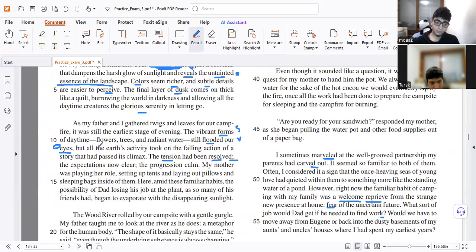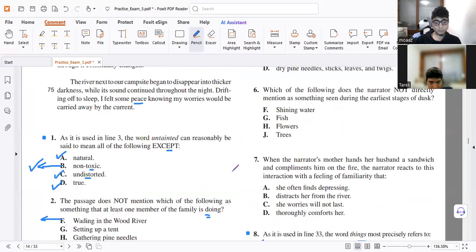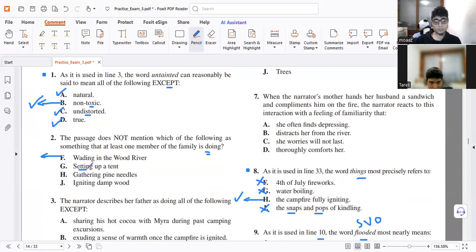Look at 13 here. When we were to answer the question, we know that they were doing firing. Look, the tension had been resolved. The expectation now clear. The progression come. My mother was playing the role, setting up tents, laying out pillows, sleeping bags inside. Here, amid these familiar habits, possibility of dad losing his job. So this means it's mentioned. So we need something not mentioned. So setting up mentioned, gathering, igniting, but not wading or crossing in the river.